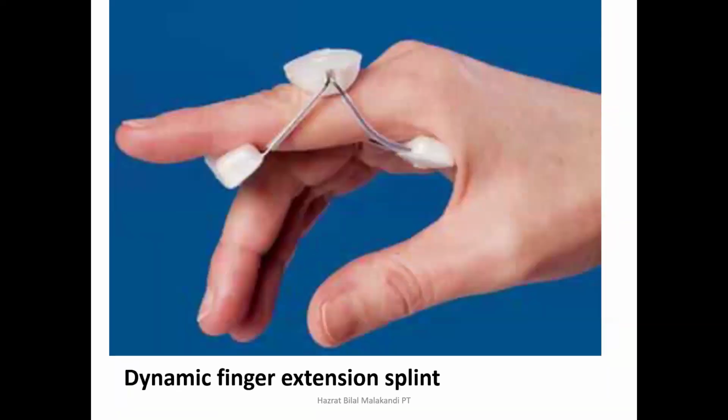This is the buddy taping. This is one of the orthotic devices, a dynamic finger extension splint. Now, if we keep seeing this, there is blocking of the PIP, while at the same time there is extension of the DIP as well.